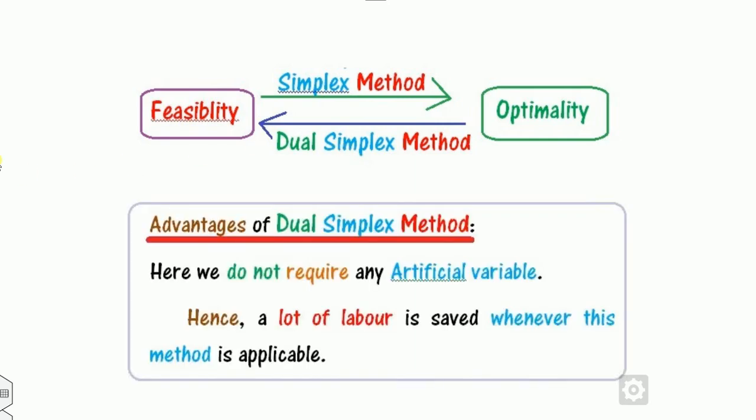The advantage of the dual simplex method is that we do not require any artificial variable. It means the Big M method or the two-phase method is not applicable in the dual simplex. Once the artificial variable is not needed, we definitely save a lot of labor when this method is applicable.